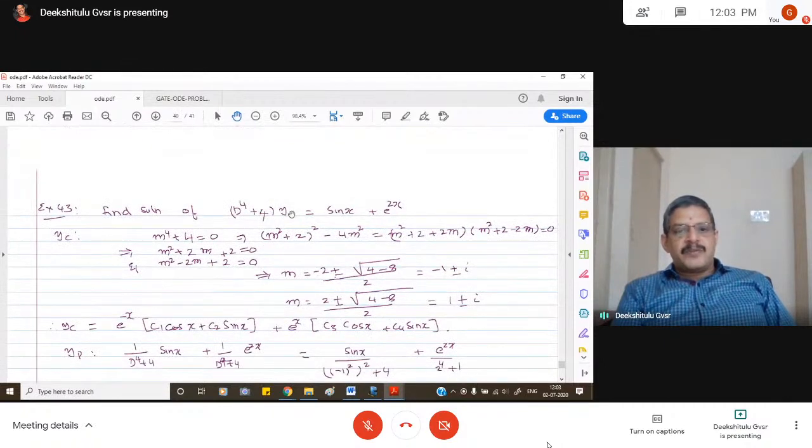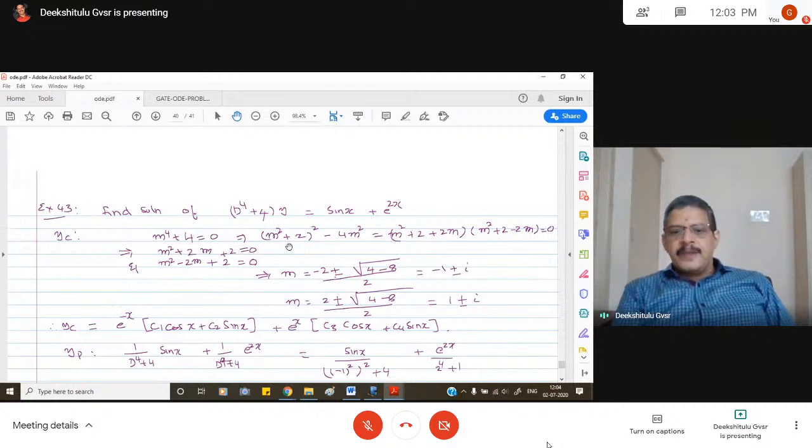Find the solution of (D power 4 plus 4) operated on y is equal to sin x plus e power 2x. So the auxiliary equation is m power 4 plus 4 is equal to 0. See, this is something where you have to use your basic logic. How do you find the roots of this? That's an issue. So smartly you can write this as (m square plus 2) whole square minus 4m square. If you expand this, what happens? m power 4 plus 4 is okay, and 2ab is 2 into 2 into m square, 4m square, and subtract that.